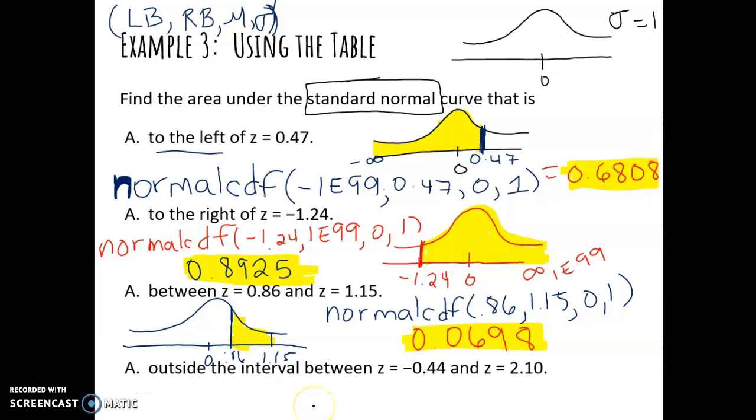This is the normal distribution, part 4. We were on example 3, where we were finding the area under the standard normal curve that is between whatever boundaries were given in these 4 parts. We're on part 4. We want to find the area under the standard normal curve that is outside the interval between z equals 0.44 and z equals 2.10.